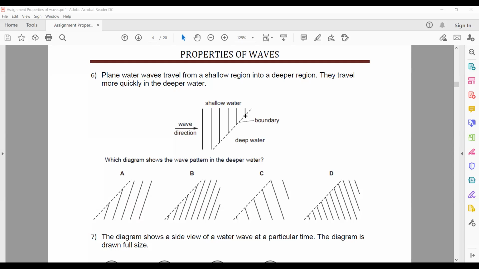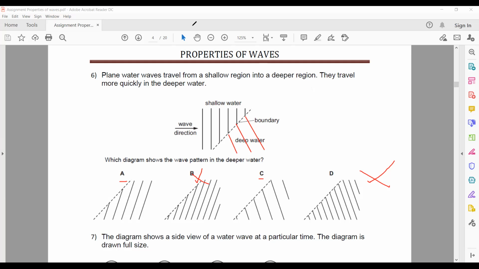So what happened? Because it will move faster, in a deep region, they will be ahead. First thing, in a shallow region, the wavelength should be smaller. In a deep region, the wavelength should be greater. So there's an increase in the wavelength. Either A or C can be the answer. B and D cannot be the answer because the wavelength decreases. In a deep region, the wavelength should be higher.